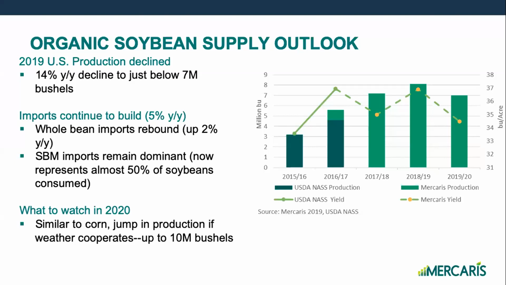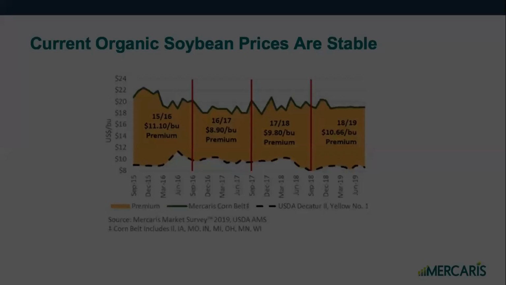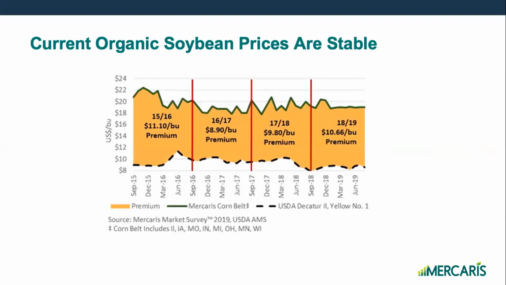So continuing to watch for 2020, similar to corn, a jump in production, again, depending on the weather, but we would expect to see 2020 plantings grow by about 10 million bushels. Current organic soybean prices are quite stable. The last feed indication I saw was at $19.07 per bushel. Current food indication is at about $21.60, so maintaining quite well.